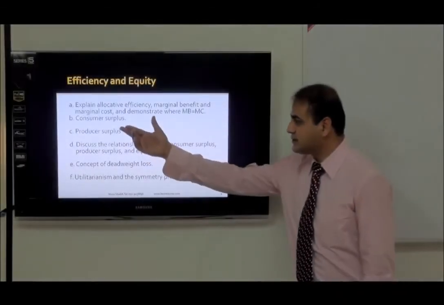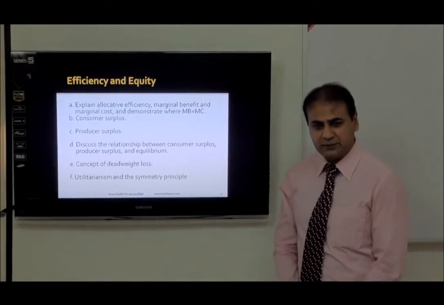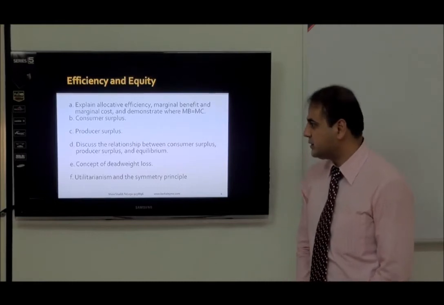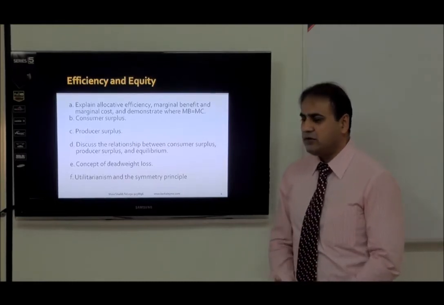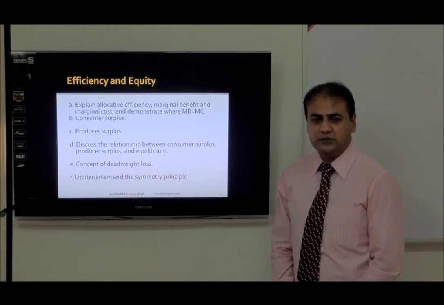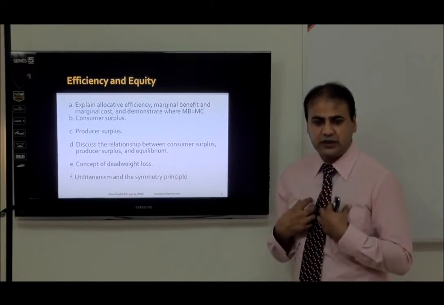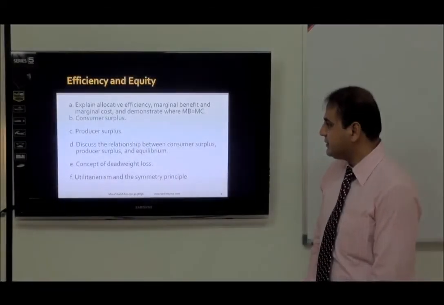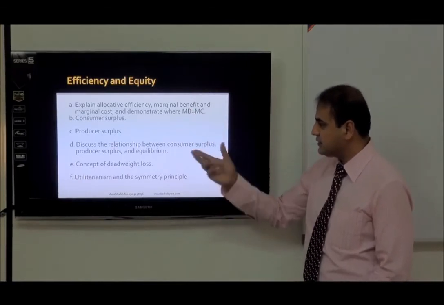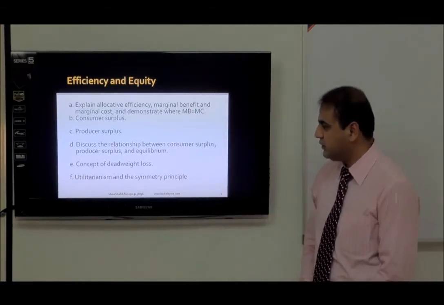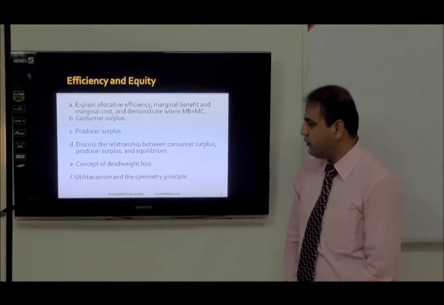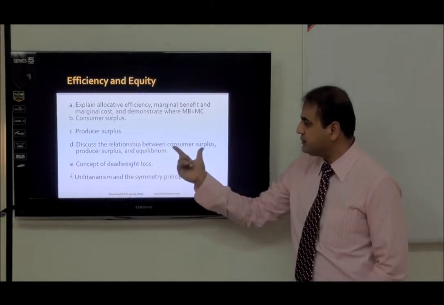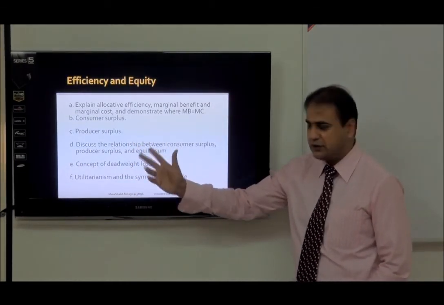Then we are going to discuss today consumer surplus and producer surplus. Consumer surplus is related to consumption and producer surplus is related to production. Everyone wants to have a surplus, meaning the best value we want to achieve from our consumption and the money that we paid. This is the difference. We will discuss the relationship between consumer surplus and producer surplus, and how they reach equilibrium. And the concept of deadweight loss is a term that will be used frequently. This is related to the imbalance of consumer surplus and producer surplus.